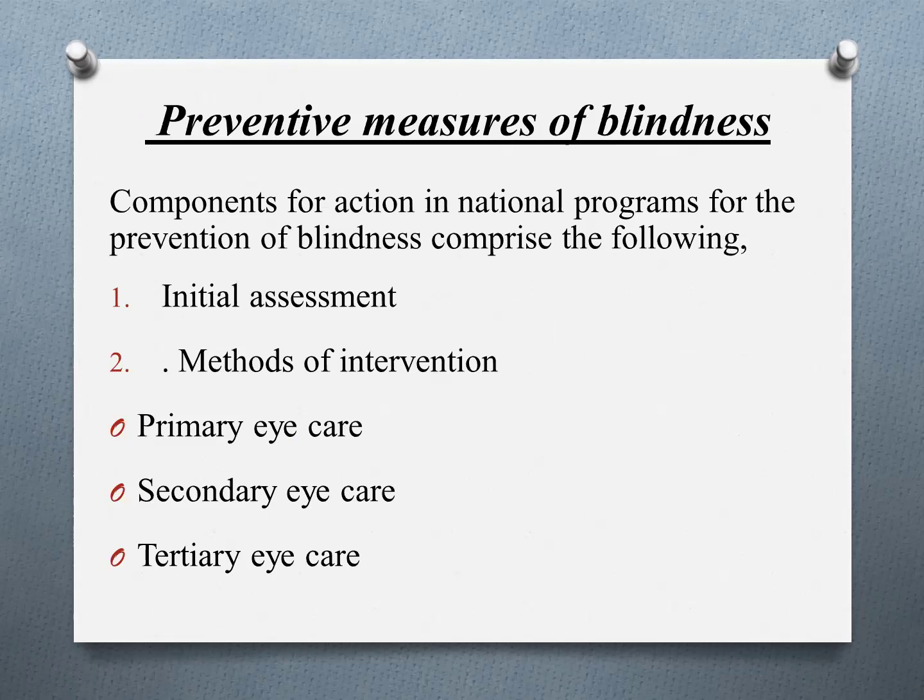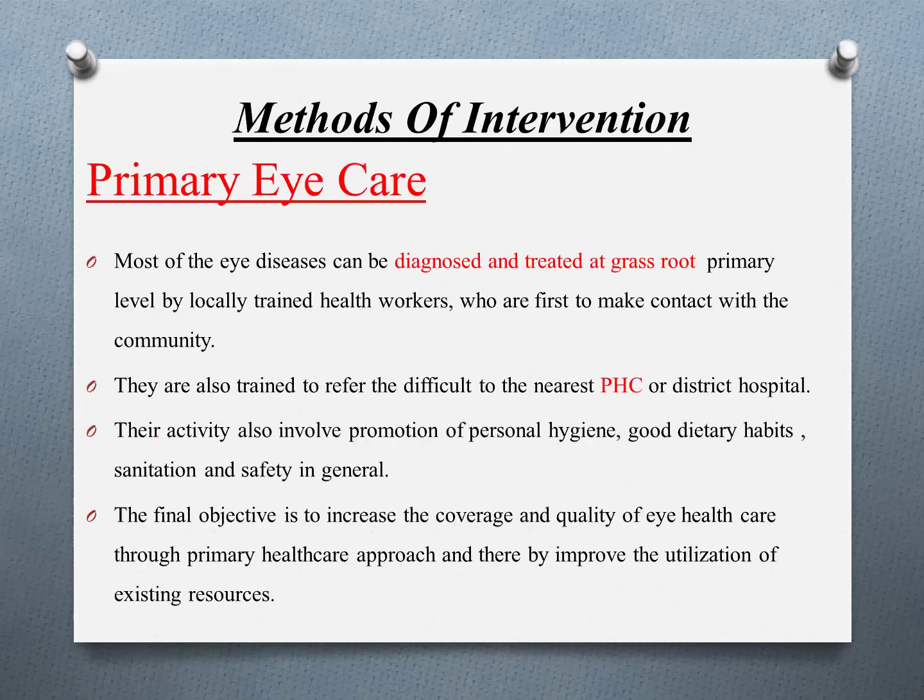Preventive measures of blindness: the components for action in the national program for the prevention of blindness comprise the following. First, initial assessment. Second, methods of intervention. We have primary eye care, secondary eye care, and tertiary eye care. Primary eye care, methods of intervention.